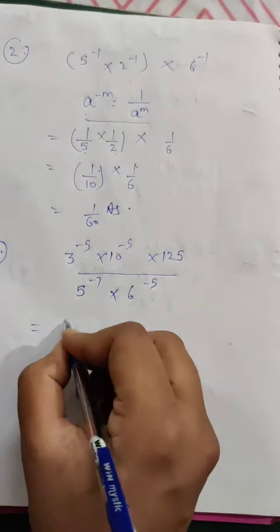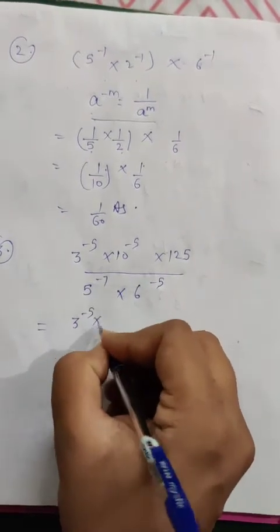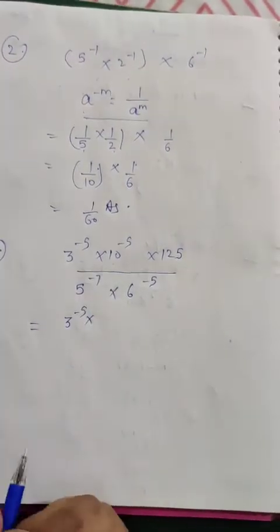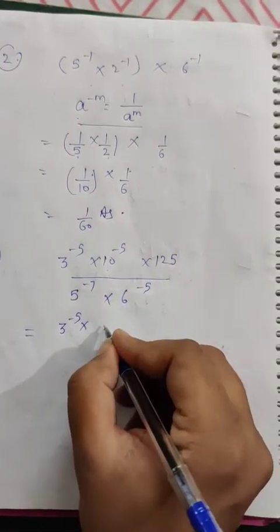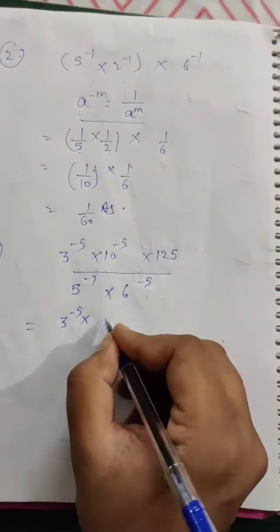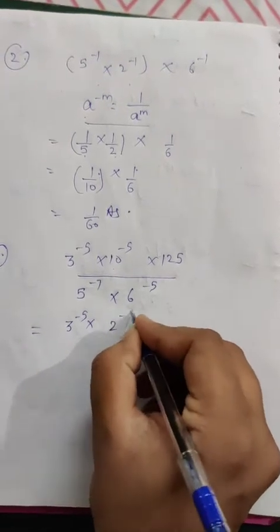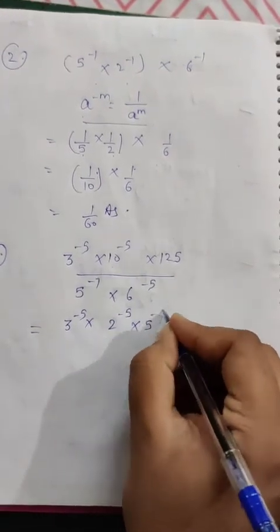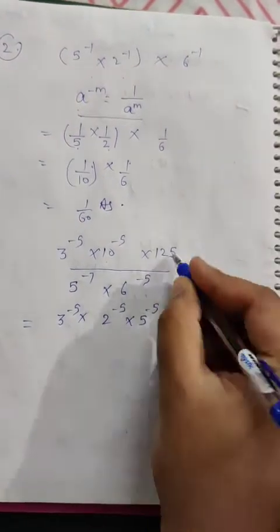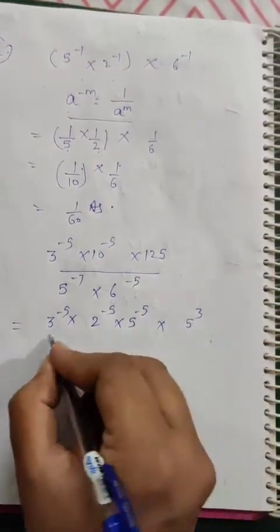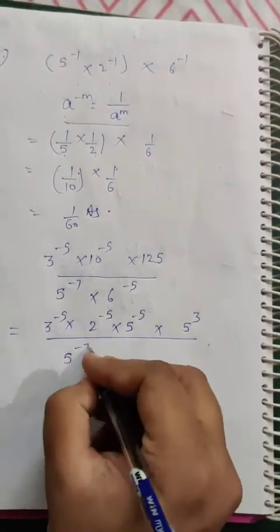3 raised to the power minus 5, let it stay as it is. Now how can 10 be expressed? 10 is written as 2 multiply 5. So 2 raised to the power minus 5 multiply 5 raised to the power minus 5 becomes 10 raised to the power minus 5. 125 can be written as 5 cube, divided by 5 raised to the power minus 7.